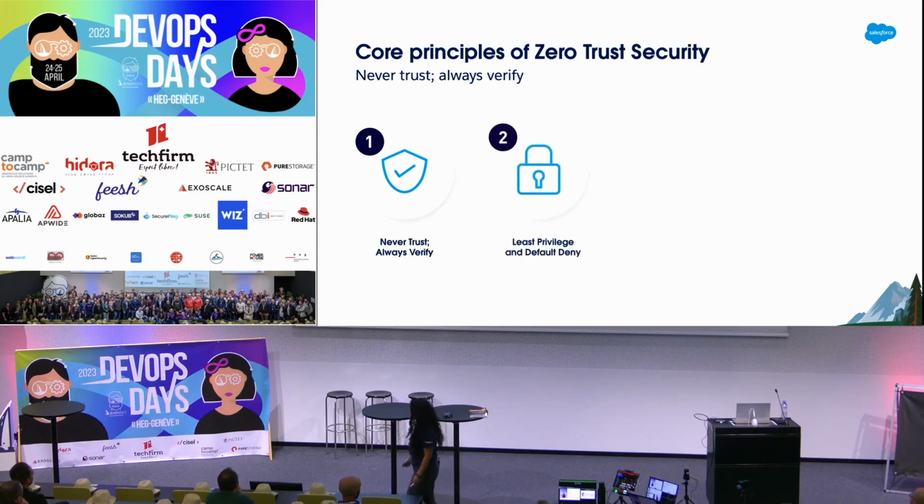Second one, least privilege and default deny. By default, to all the APIs, or any resources, any end systems, you won't have access. You need to validate and prove yourself as an entity who is authorized to access these resources. And whenever the entity gets access, we are going to make sure they get the least privileges. Not write and update for all, just read.